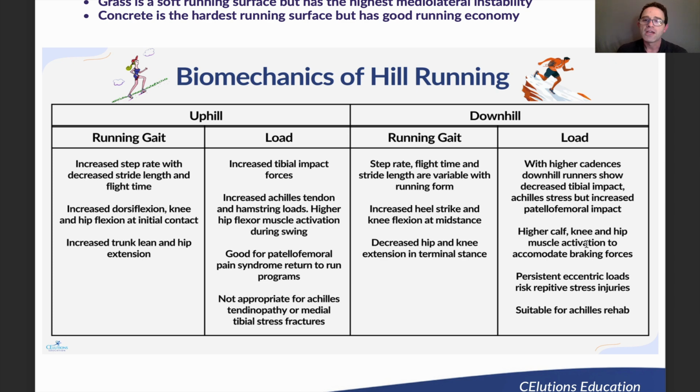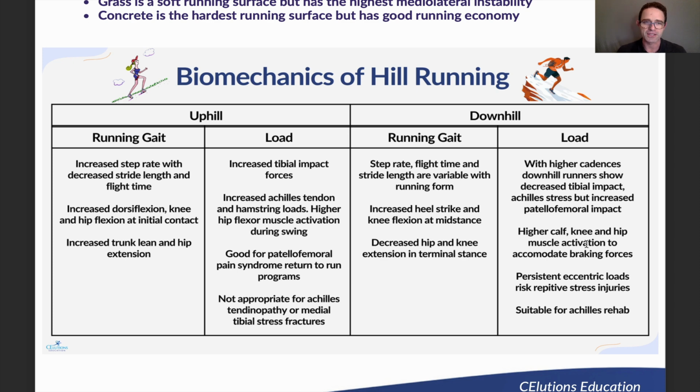Also, on the downhill running, we talked about this, there's variability in step rate, flight time, stride length. Although most runners are going to be more heel strikers in this case, and they're going to have more knee flexion at mid stance. We're also going to see a decreased amount of hip and knee extension at terminal stance because we're not going to be able to get as much extension behind us. The distance isn't as far when we're running downhill.